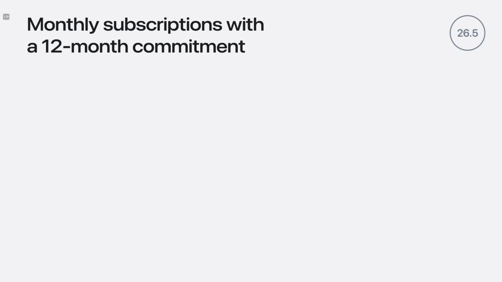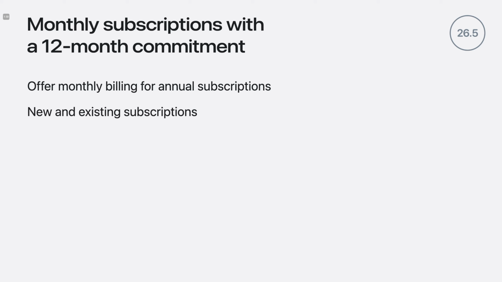iOS 26.5 introduced monthly subscriptions with a 12-month commitment. With this new pricing capability, you can offer customers an option to pay monthly for annual subscriptions. Billing plans can be added to both new and existing one-year auto-renewable subscriptions for your app in App Store Connect.